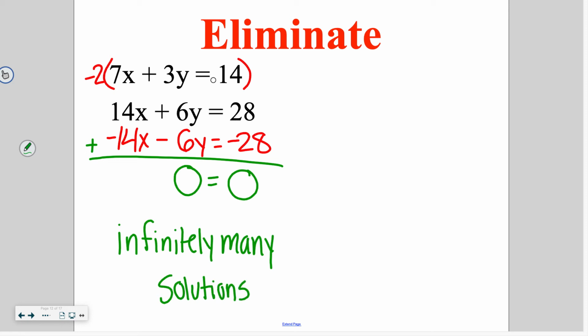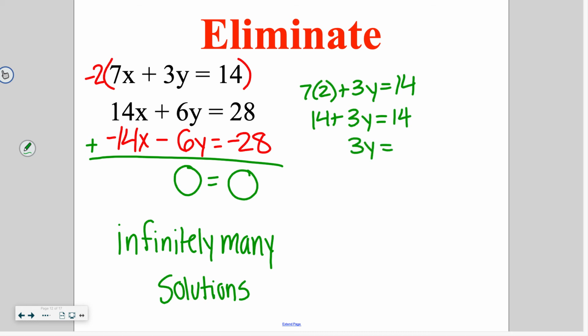It means anything that we plug into the first equation is also going to work for the second equation. So for example, in the first equation, if I plug in 2 and I do 7 times 2 plus 3 times y is equal to 14, I get 14 plus 3y is equal to 14. Subtracting 14, I get 3y is equal to 0, so y is equal to 0. So that means 2, 0 is a solution to my problem.